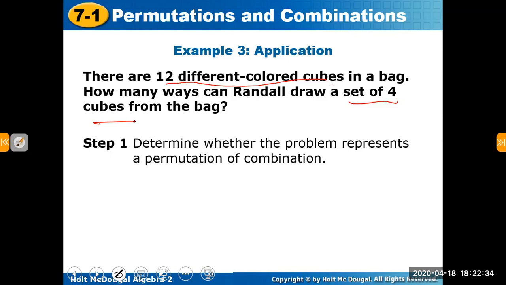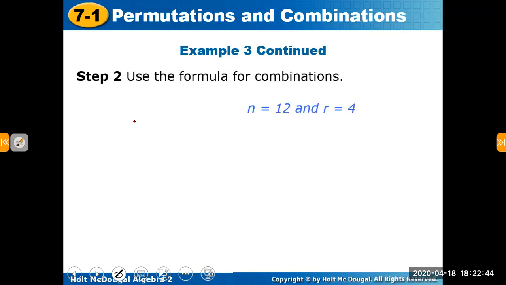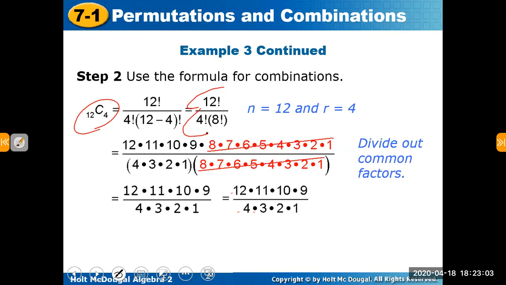Determine whether the problem represents a permutation or combination. The order does not matter. The cubes may be drawn in any order. So it is a combination question. So use the formula for combination. n is 12, r is 4. So it is 12C4, which is 12 factorial divided by 4 factorial times 8 factorial. The answer is 495 combinations.